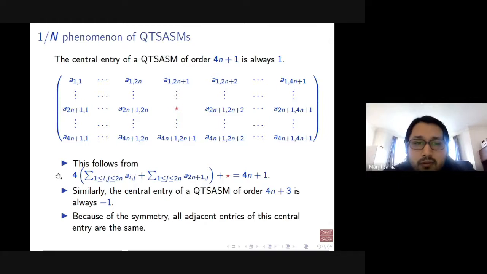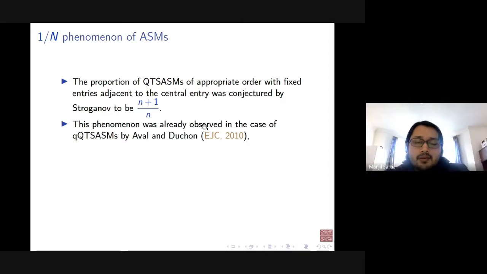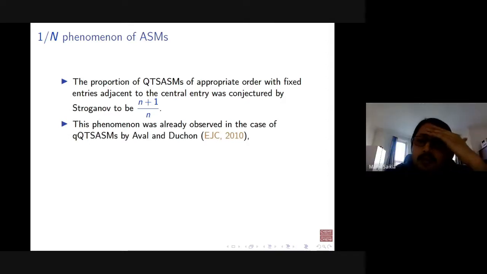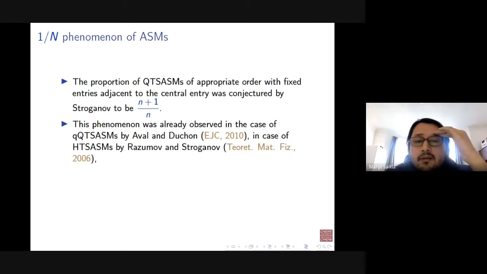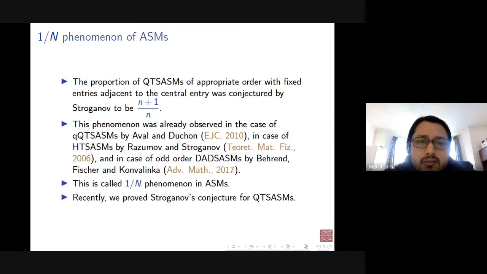What Stroganov conjectured was that the ratio of the number of entries where it is 0 to the number where it is minus 1 is n plus 1 divided by n. Okay. And this was already observed for quasi-quaternion symmetric ASMs by Aval and Duchon, for half-turn symmetric ASMs by Razumov and Stroganov, and also for odd-order diagonally and anti-diagonally symmetric ASMs by Baron, Fischer, and Konvalinka. So this phenomenon is known for several of these classes. For some reason, this quaternion symmetric case was not looked at by anybody. And we proved these two conjectures of Stroganov recently.